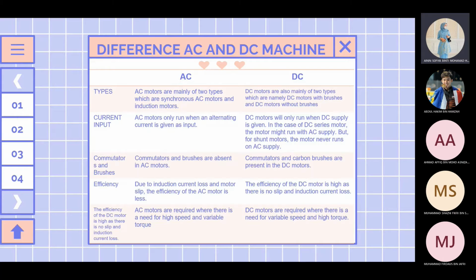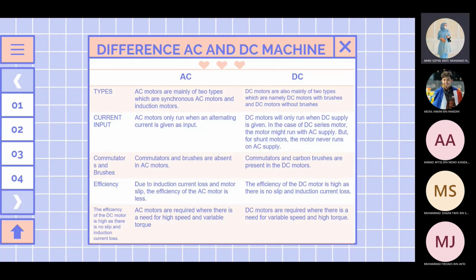For current input, an AC motor only runs when an alternating current is given as input. A DC motor will only run when DC supply is given. In the case of a DC series motor, the motor might run with AC supply, but for a shunt motor, the motor never runs on AC supply.